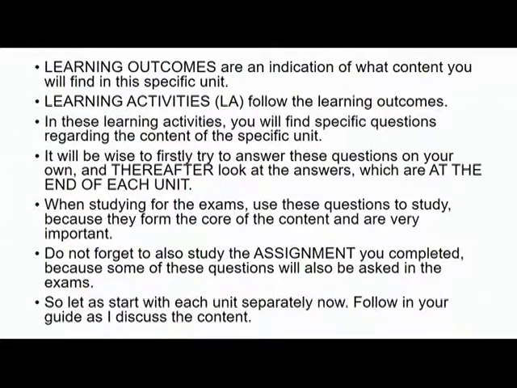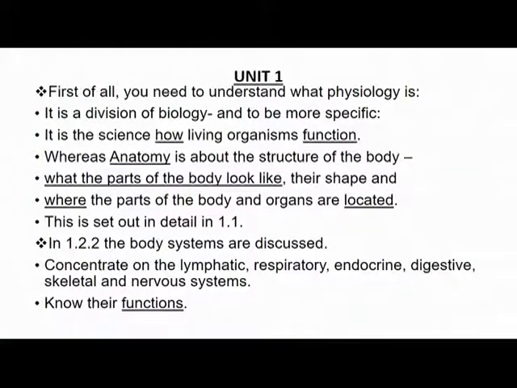Follow in your guide as I discuss the content. Unit 1. First of all, you need to understand what physiology is. It's a division of biology, and to be more specific, it's the science of how living organisms function. Whereas anatomy is about the structure of the body, what the parts of the body look like, their shape and where the parts of the body and organs are located. This is set out in detail in 1.1.